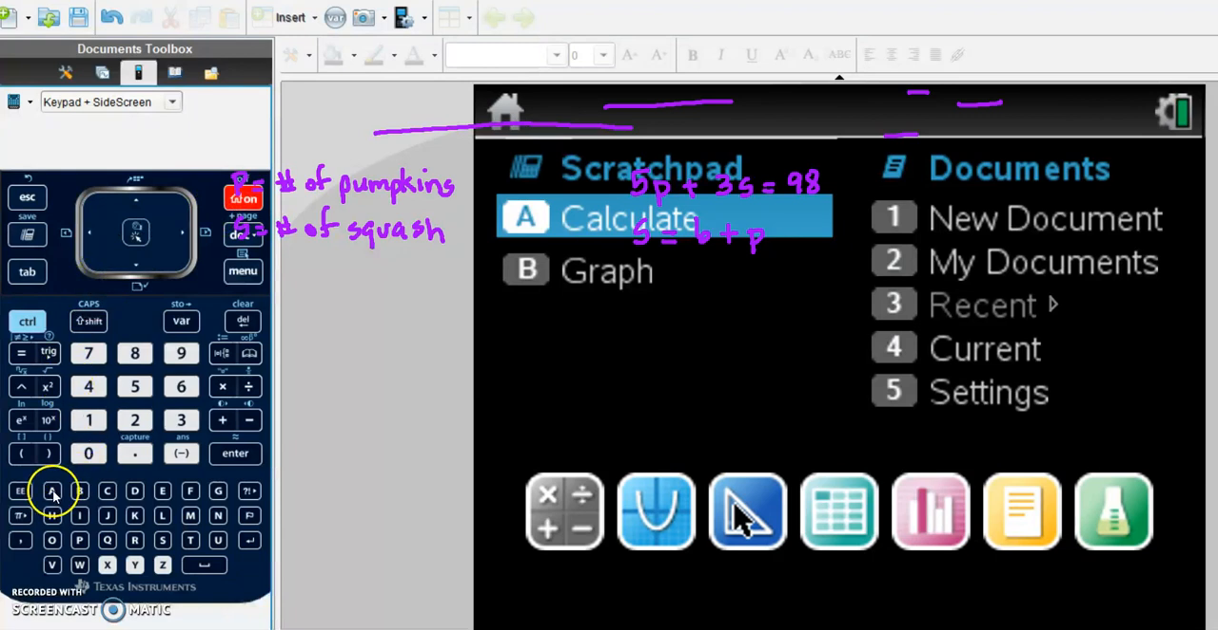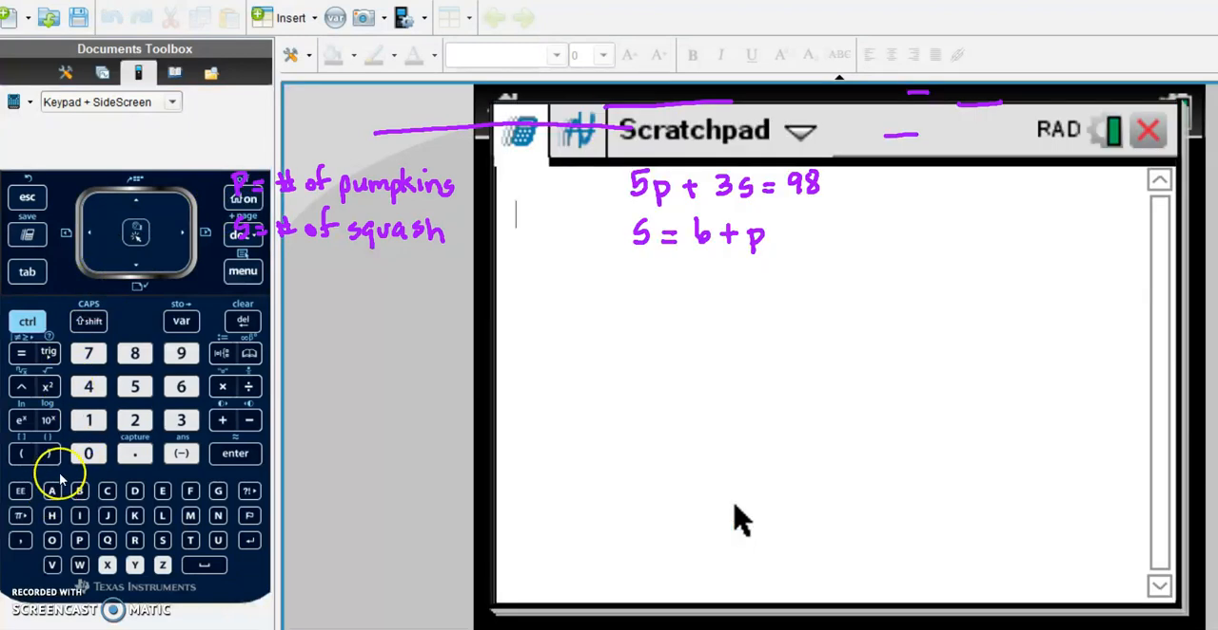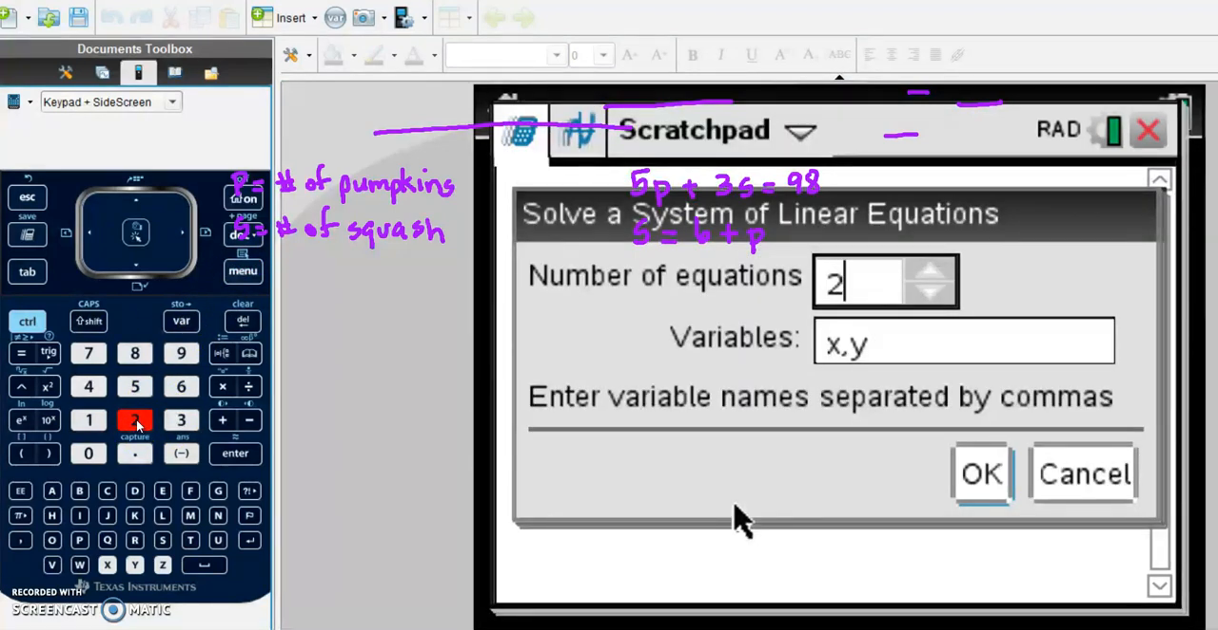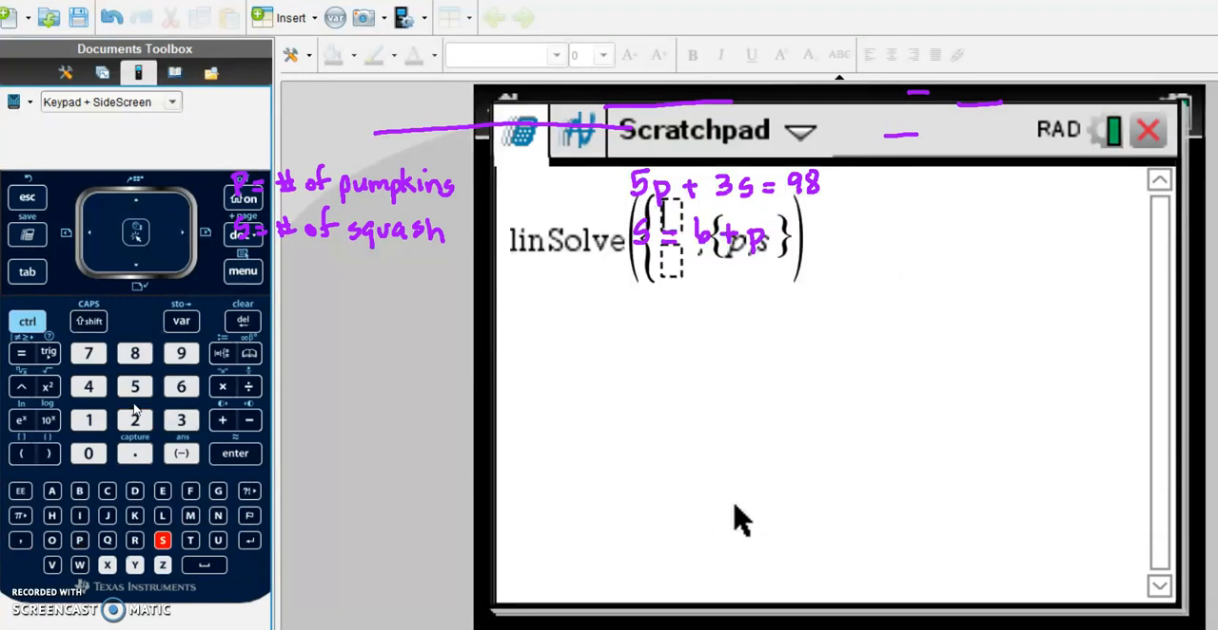Let's go to Scratchpad. Okay, and on Scratchpad, I don't want nsolve for numerical solve. I want linsolve because we're solving a system of equations. So I'm going to do menu, 3, and then 2. And I want to change my variables. I want P and S in there, so I'll put P comma S. And then we can hit enter. I know it's a little hard to see, but I want to type in those equations.